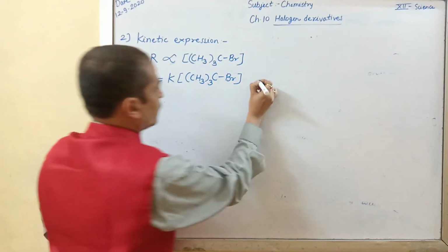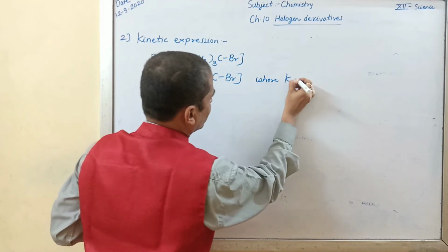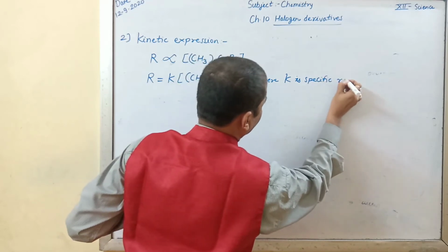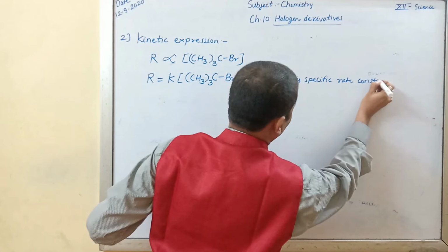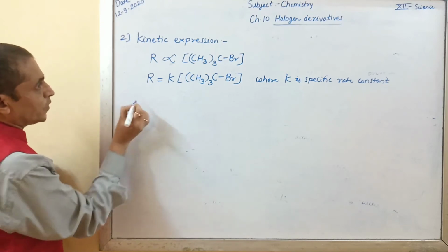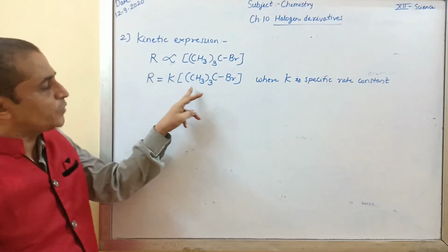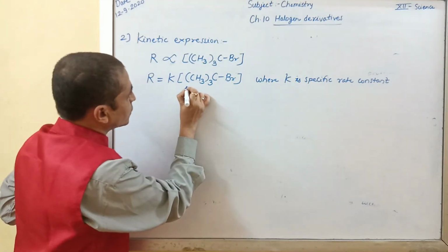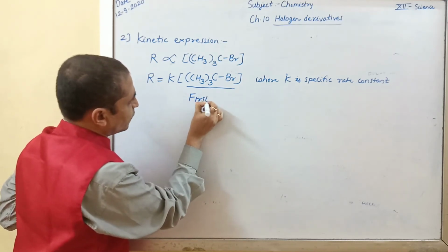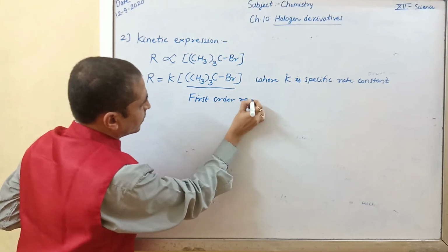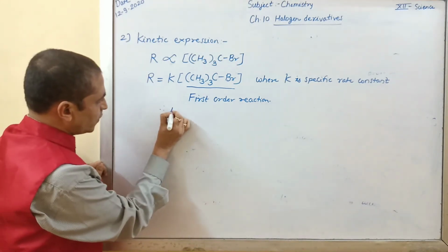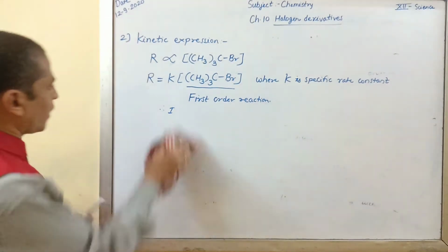where k is called the specific rate constant for the reaction. Now see, here the rate of this reaction depends upon concentration of only tertiary butyl bromide. Therefore, it is a first order reaction. That is, it follows first order kinetics.